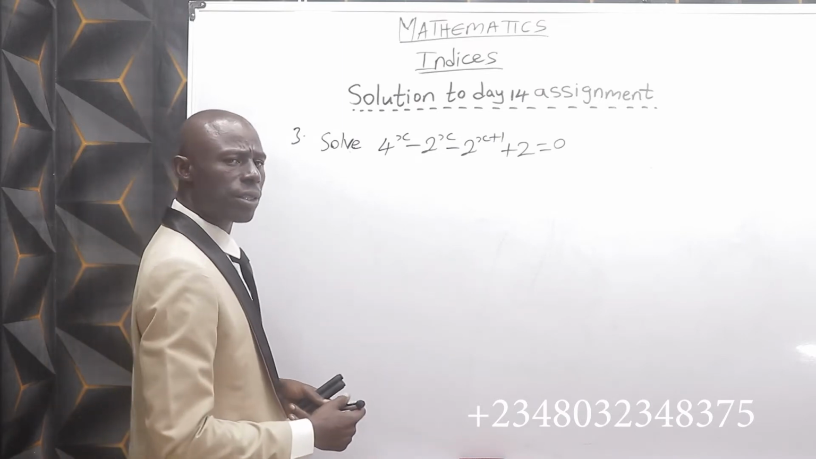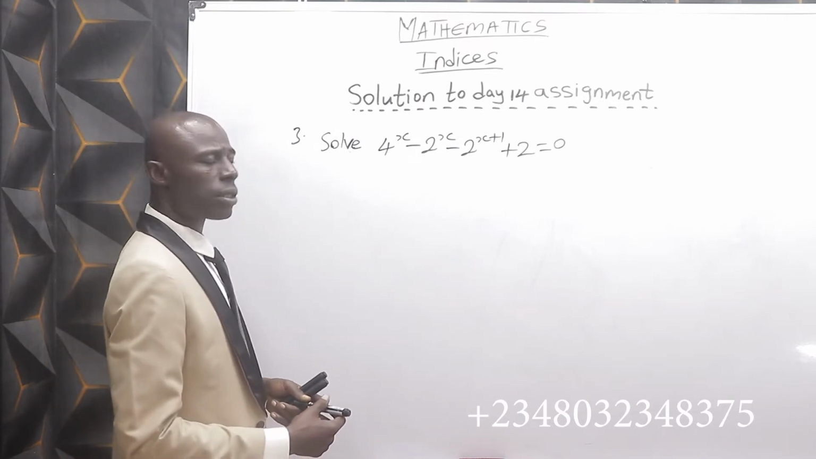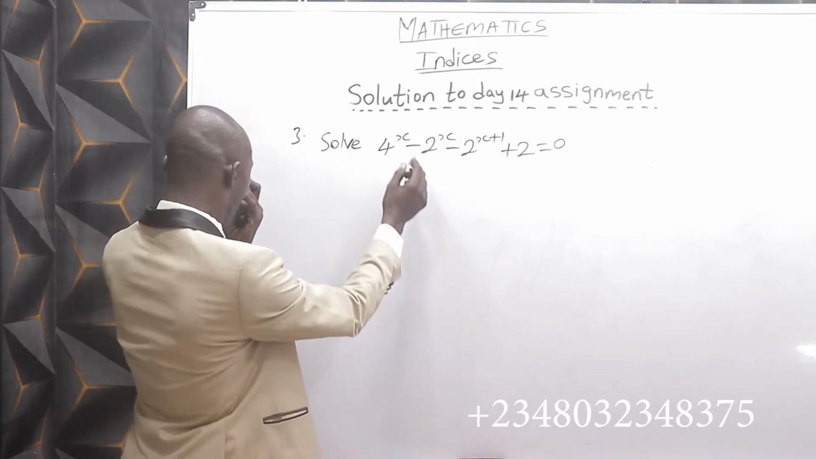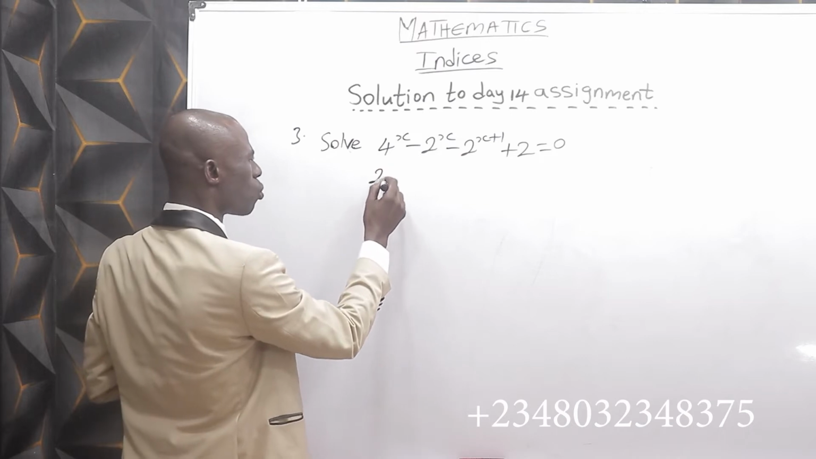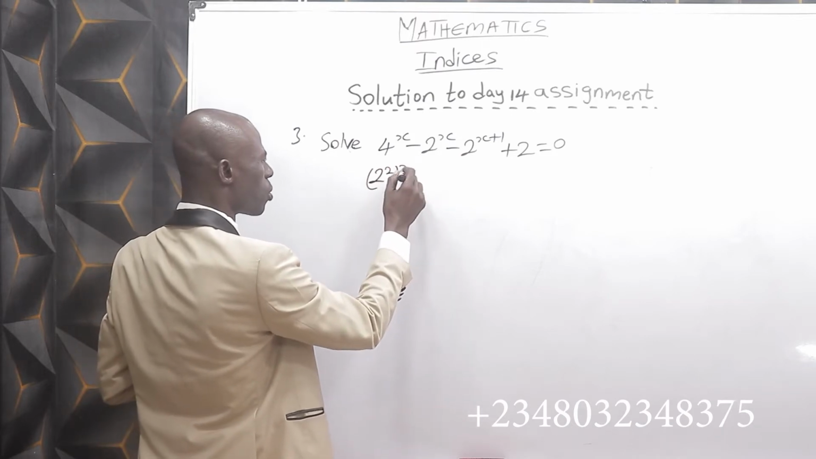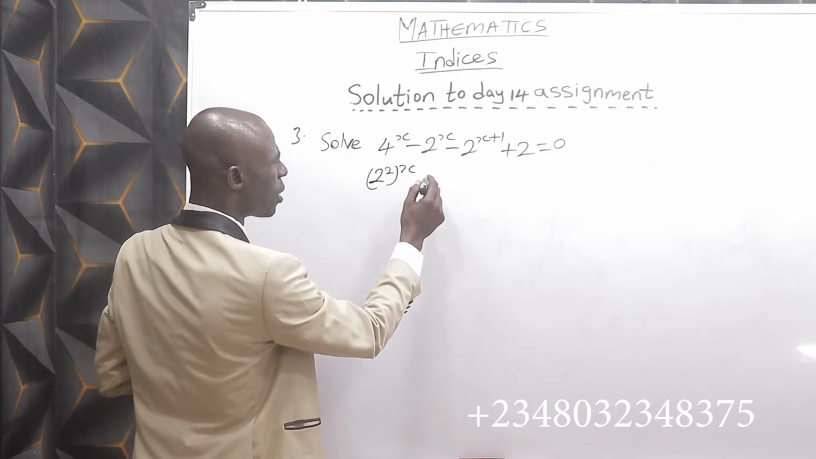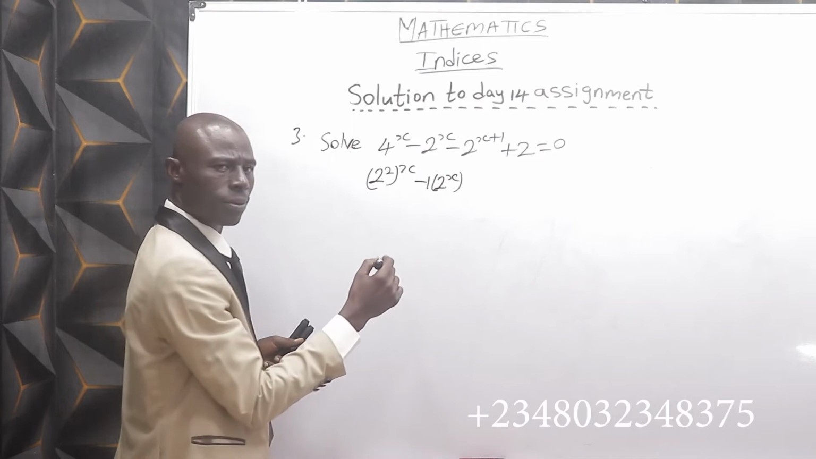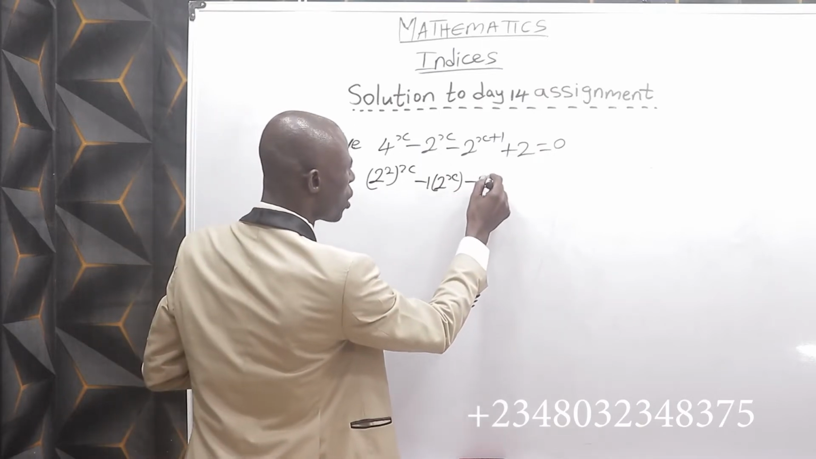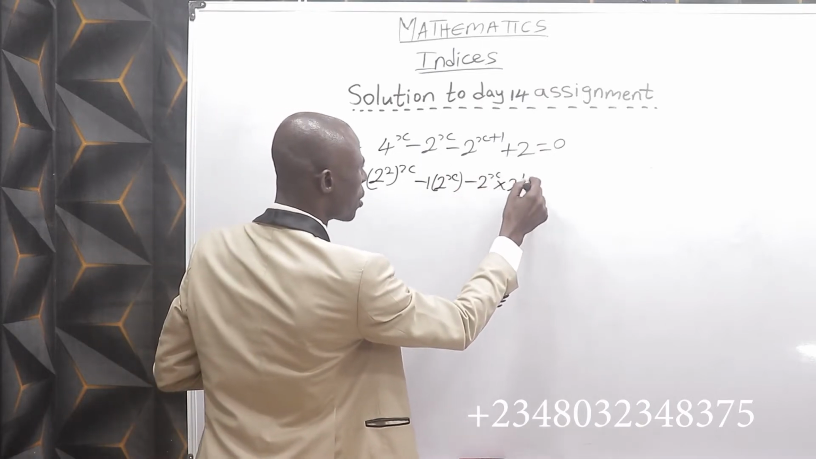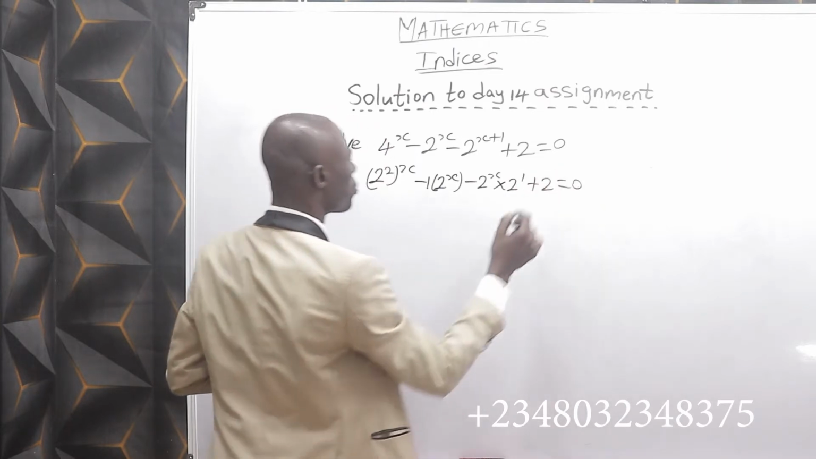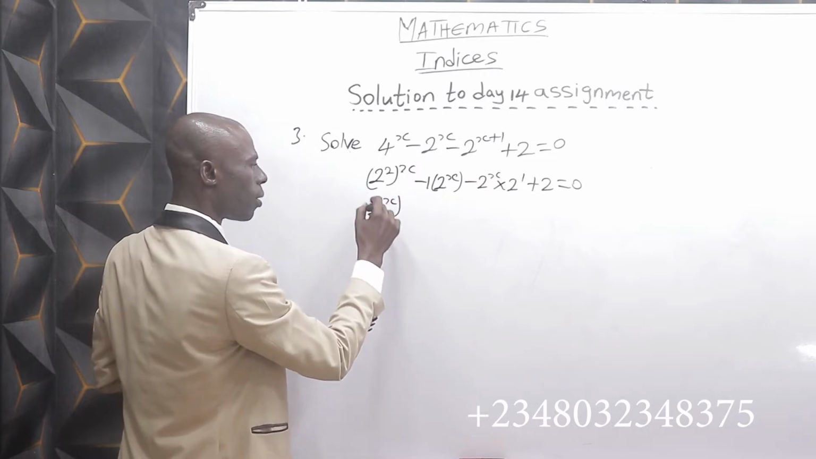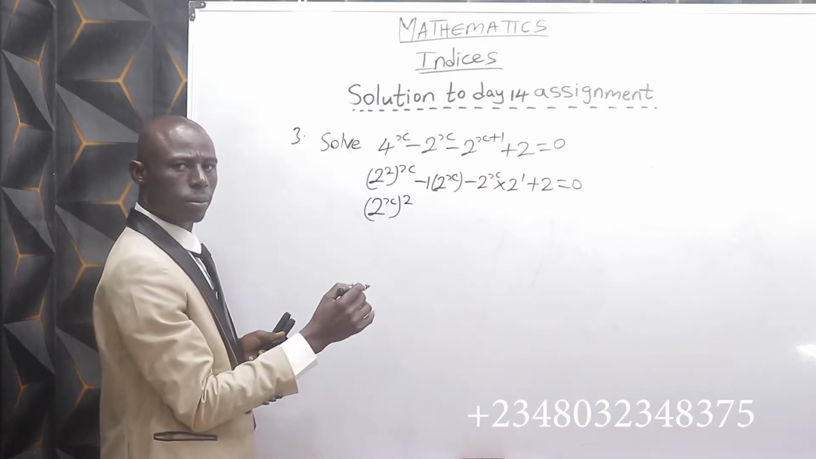Solve 4 raised to power x minus 2 raised to power x minus 2 raised to power x plus 1 plus 2 equals 0. 4 raised to power x could be rewritten as 2 raised to power 2, or raised to power x, while this could be rewritten as minus 1 into 2 raised to power x minus 2 raised to power x times 2 raised to power 1 plus 2 equals 0. This could also be written as 2 raised to power x or raised to power 2. They are the same.